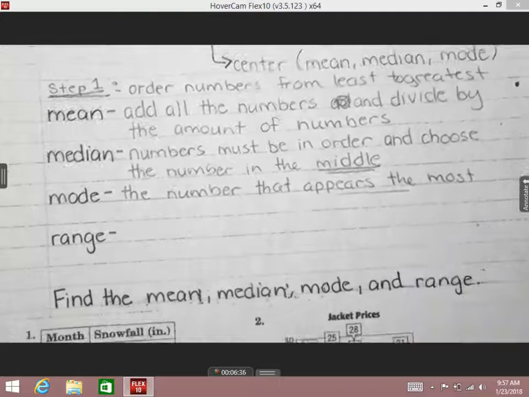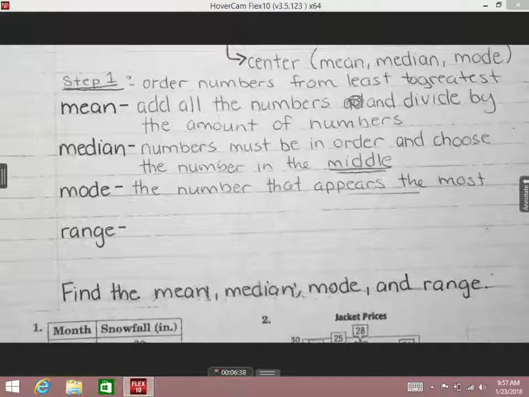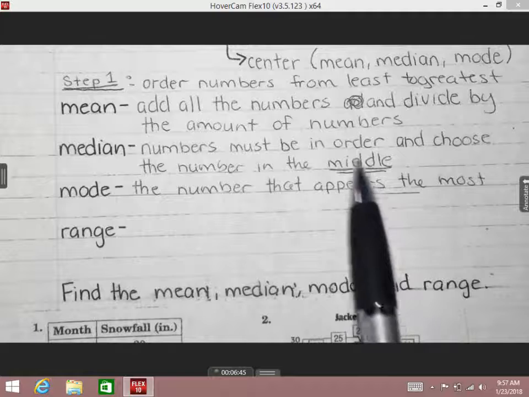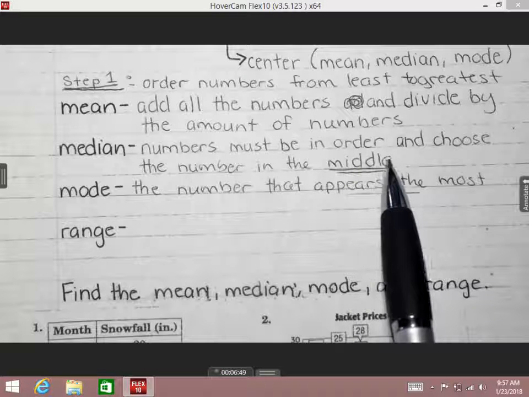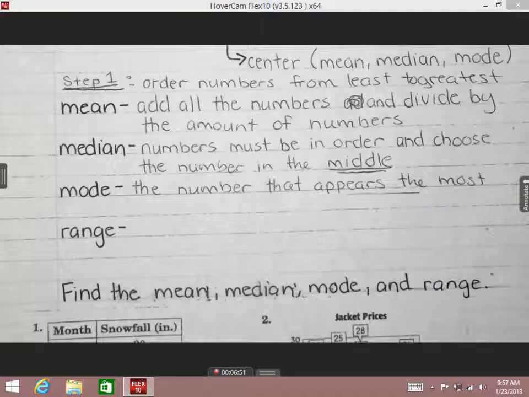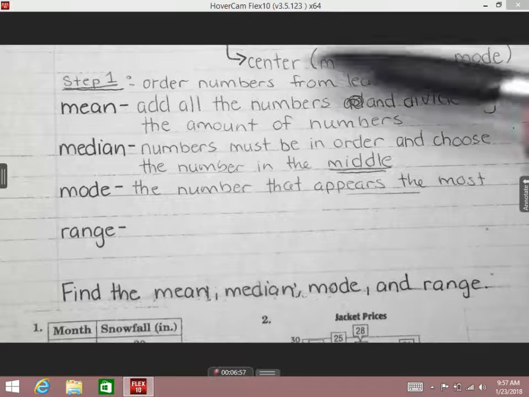Ellie? For median, like, what if you have an even number? Like, you have four numbers. That's a good question. So what Ellie just asked is, in the median, what if there isn't just one number in the middle? And we're going to look at an example of that. But I want us to think for a second. If I have two numbers in the middle, what could I do to find the middle of those two numbers?